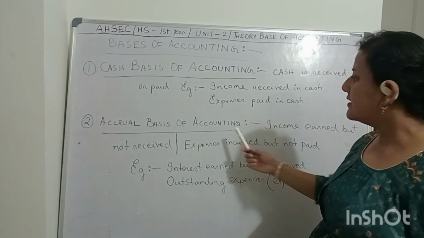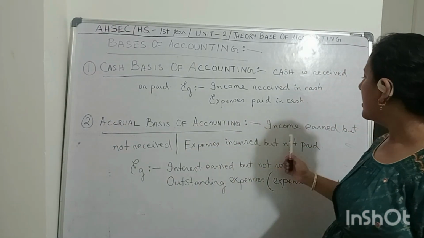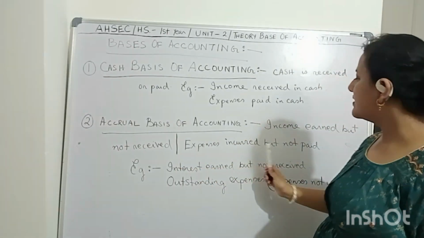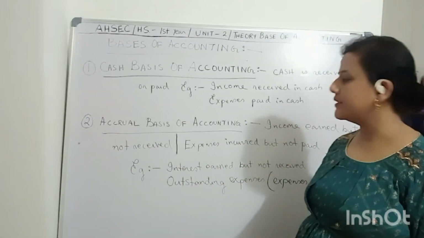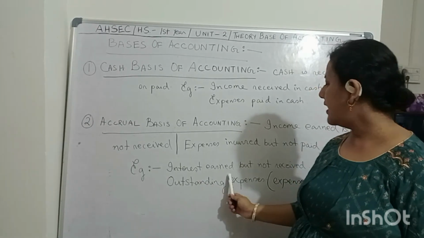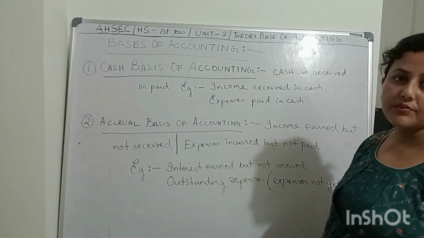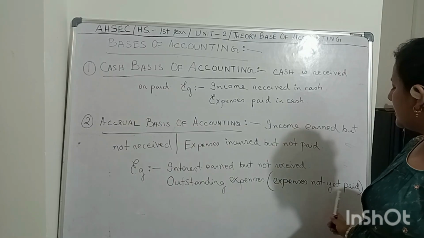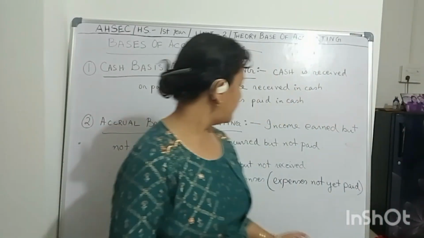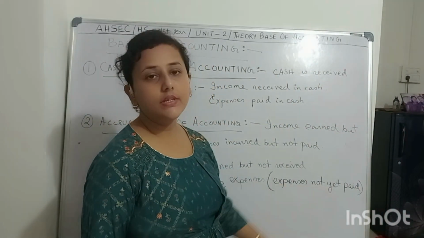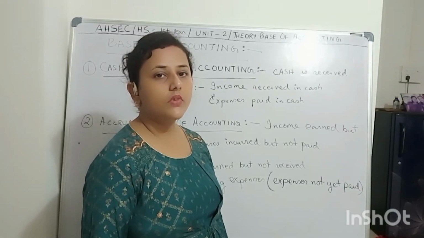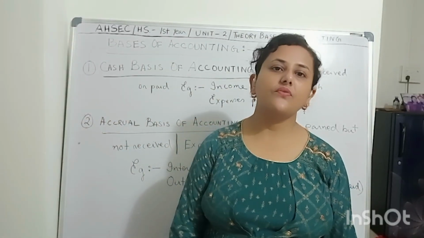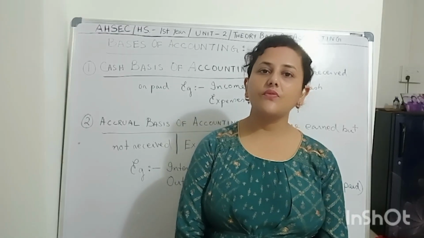So that is said in accrual basis of accounting: income earned but not received, expenses incurred but not paid, like interest earned but not received. For example, outstanding expenses not yet paid. So I hope you have understood this, what is cash basis of accounting and what is accrual basis of accounting.